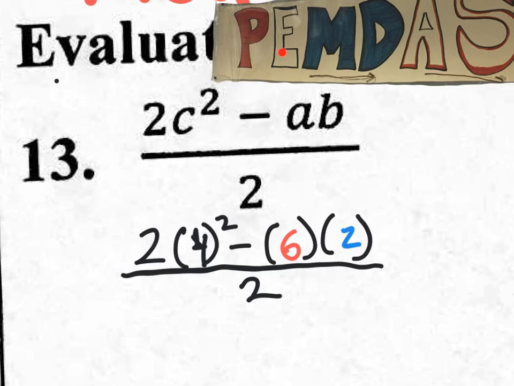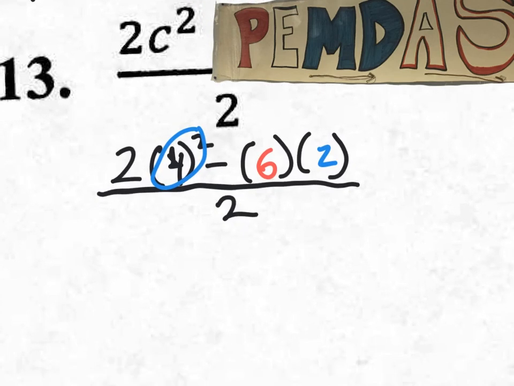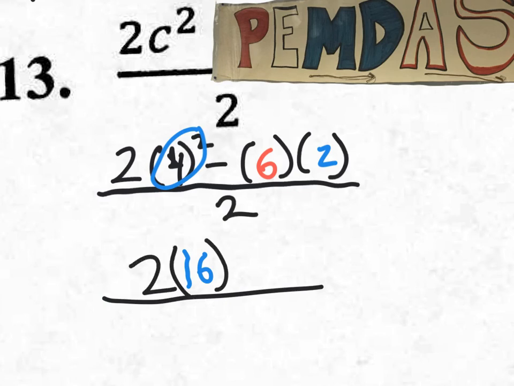So you move on to E, exponents, and you have 4 squared. So 4 squared is 16. So what we're going to do is rewrite 4 squared as 16. So let me actually start by putting a 16 right here and rewriting everything else on the numerator. So there's 2 times 16 minus 6 times 2 over 2. Okay, so we've done exponents.